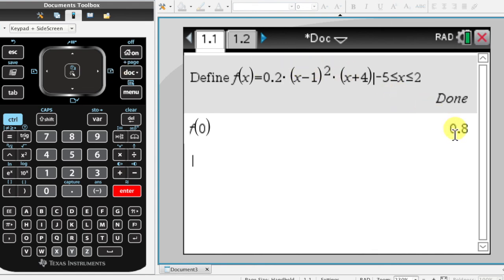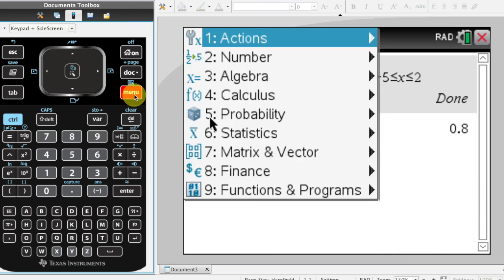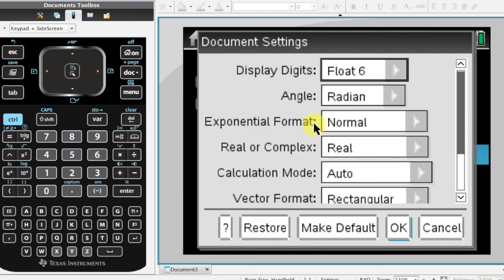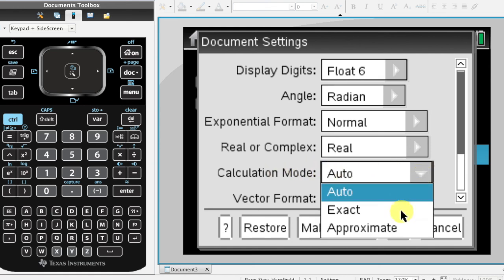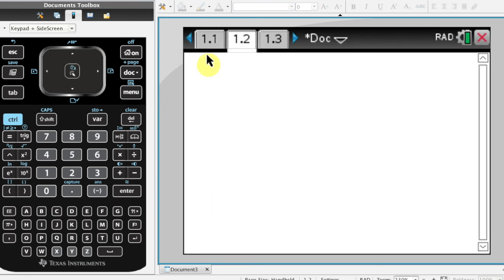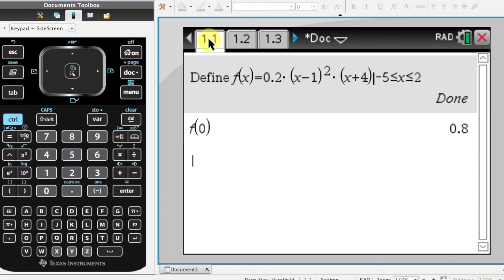Now it's going to give me a decimal approximate. So what I should do now is put my calculator into exact mode. Menu, home screen, settings, and I want document settings. And you can see that I've got my answers in auto. I'm going to select exact. And then go back into where I was. And now let's evaluate f of 0. And I get the 4/5. Now notice that 4/5 is in fact exactly equal to 0.8, but I am now going to have all my answers in that fractional format.